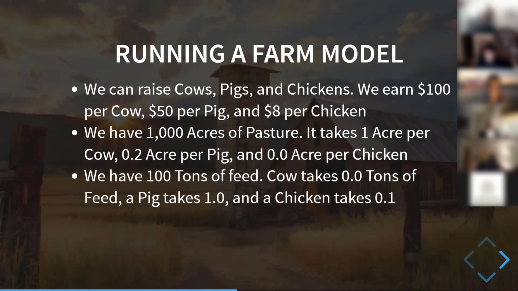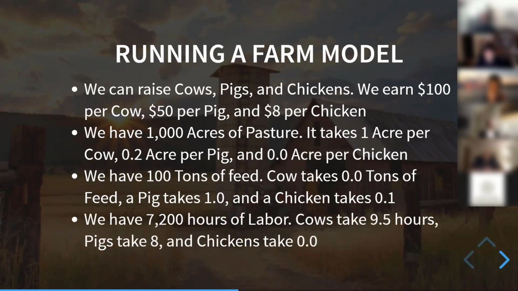We have 100 tons of feed. Cows don't take any feed. They just live off the pasture. Pigs take 1 ton, and chickens take 0.1. We have 7,200 hours of labor available. Cows take 9.5, pigs take 8, and chickens take 0.